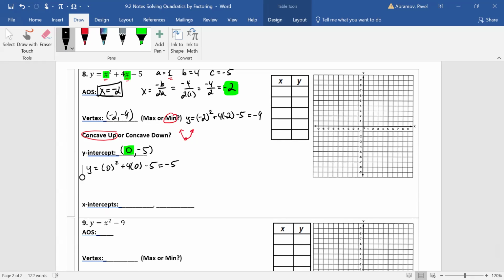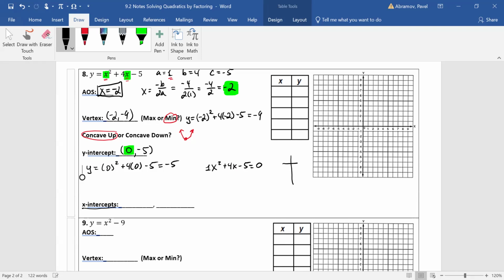And finally, x-intercepts. Remember, x-intercepts happen when our equation is equal to 0. So to find the x-intercepts, we will set the whole equation equal to 0. So we'll end up with x squared plus 4x minus 5 equals 0. Now, from here, notice that it's an equation equal to 0, so we're going to solve it the same way as we've done in previous examples.